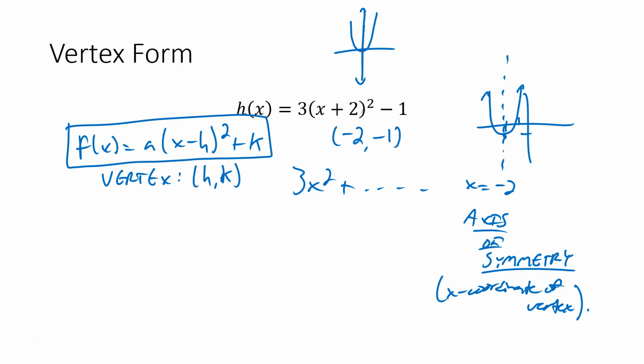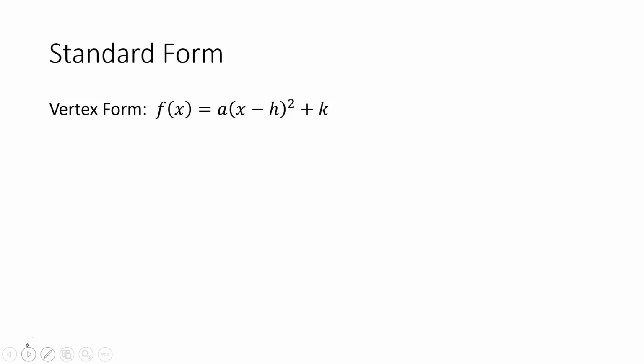All right, let's move on and see if we can figure out what standard form is. Standard form, we kind of gave away at the beginning. It's ax squared plus bx plus c. But there are some interesting properties about the standard form that we want to look at. So I'm going to start by taking a general form of the vertex form, and I'm actually going to expand this to get the standard form.